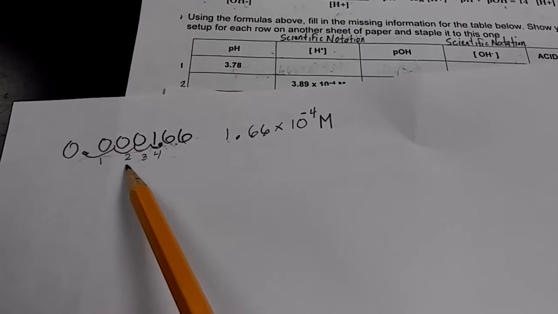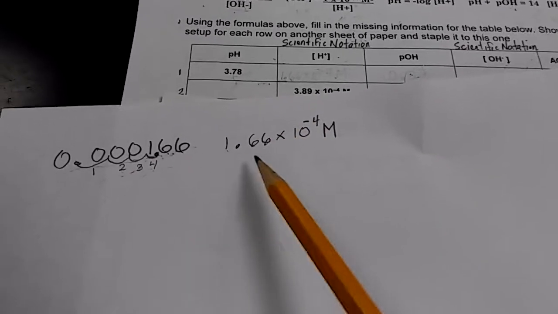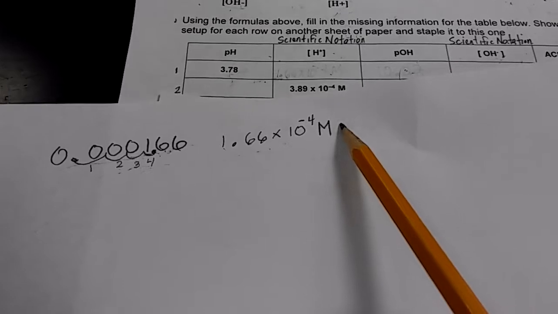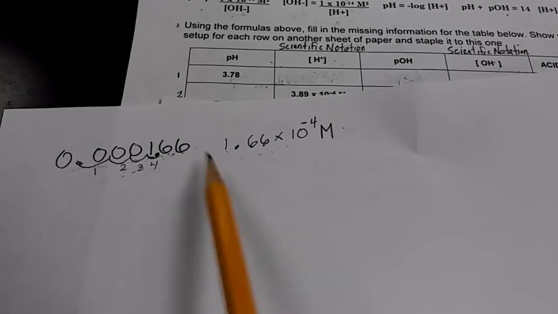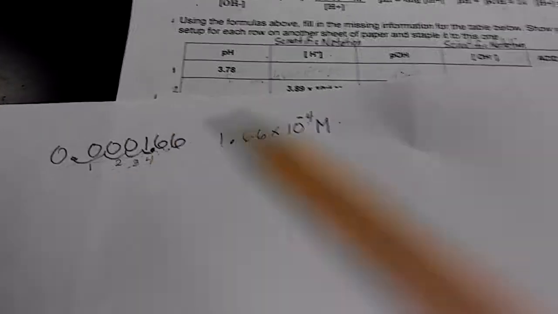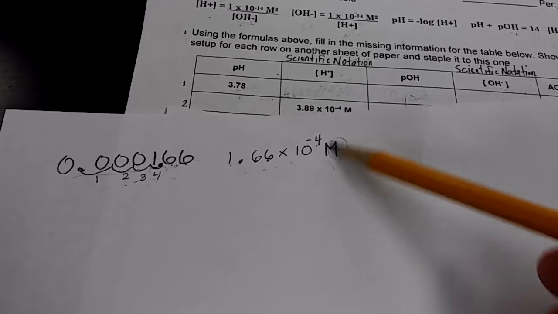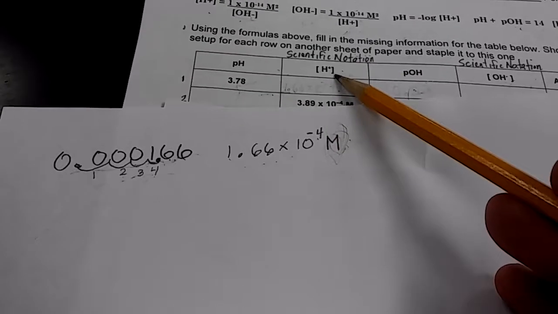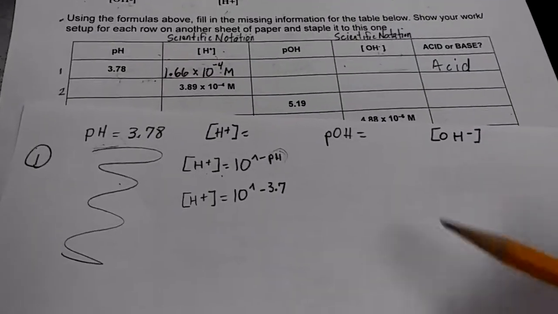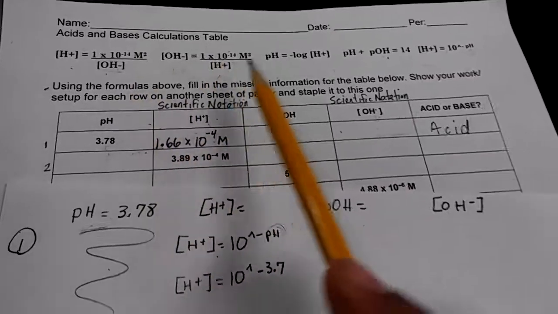I counted that there was four shifts, so therefore I would write it as 1.66 times 10 to the negative fourth power. Anytime you shift it to the right, it's a negative exponent, and when you shift it to the left, it would be a positive exponent. Don't forget to go ahead and also put your unit, which is going to be the unit for both hydrogen ion concentration and hydroxide.